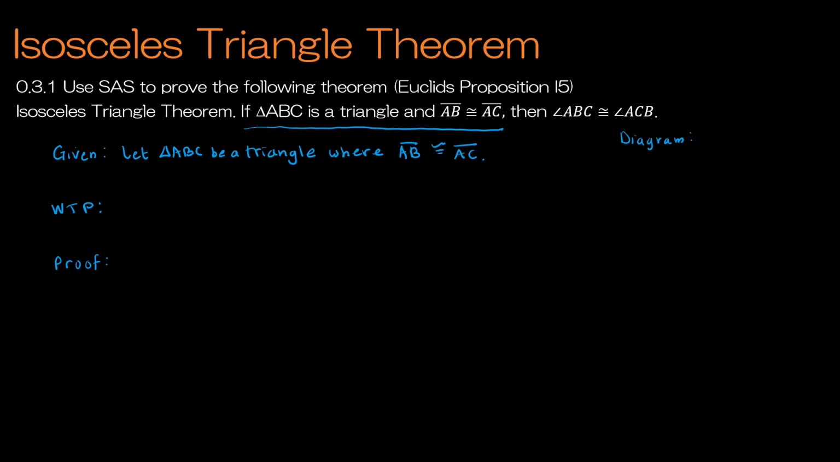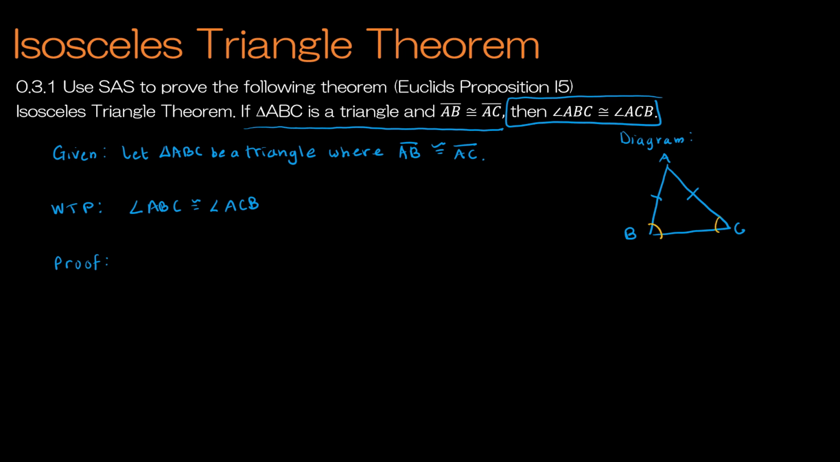And my diagram is going to be exactly that. I'm going to have a triangle A, B, C, and I have AB is congruent to AC. My what to prove. So what to prove is the second part of this statement. Then angle ABC is congruent to angle ACB. So again, we're trying to show that this angle and this angle are congruent.